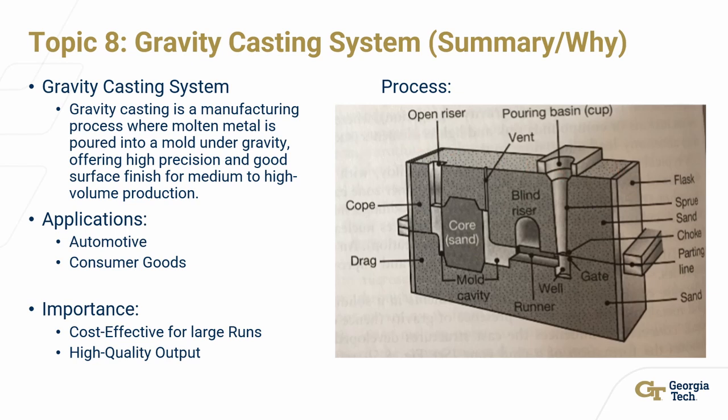Applications of this casting system span many industries, but it's primarily used in automotive and consumer goods. The importance of gravity casting lies in its cost effectiveness for high volume production, along with its ability to achieve good dimensions and surface finishes, and it supports versatile types of materials.